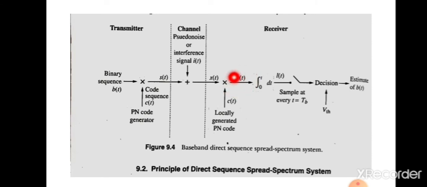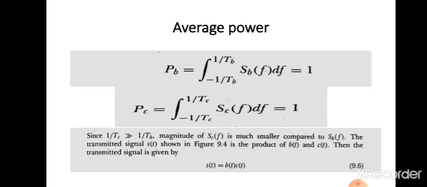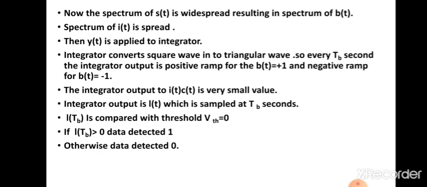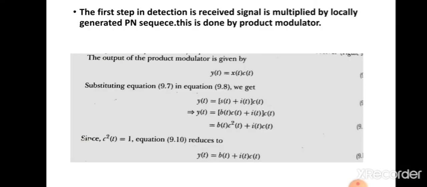So it contains the original message sequence b of t plus i of t into c of t. So you can clearly see that b of t was spread by the PN sequence at the transmitter side. Now y of t is despread by the same PN sequence. So we can say that the spectrum of y of t is despread by the PN sequence.